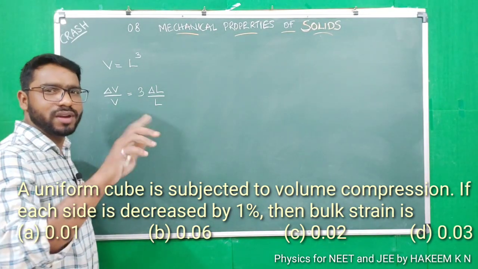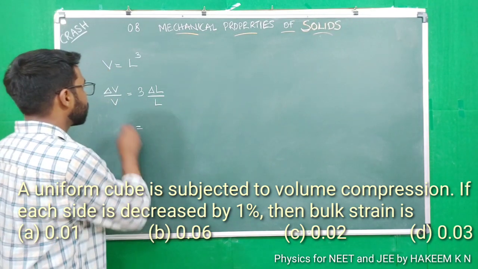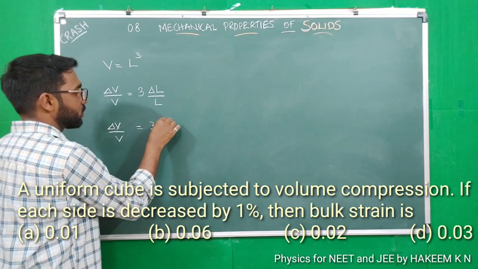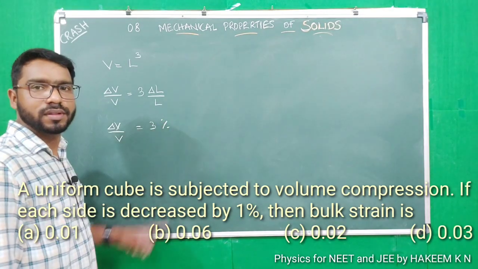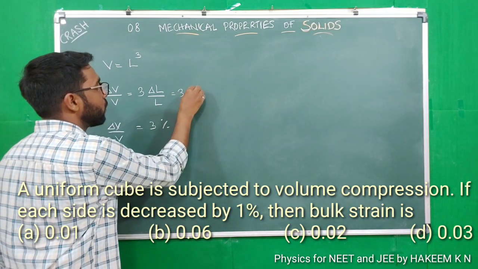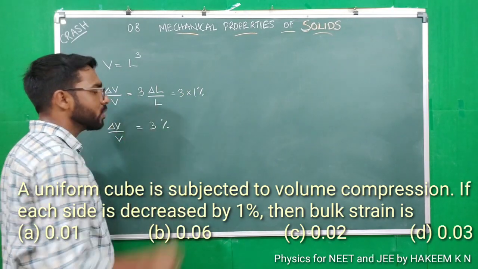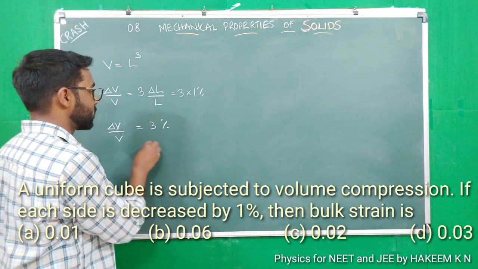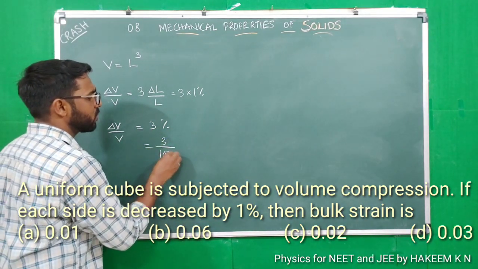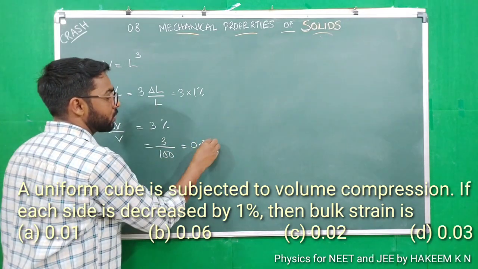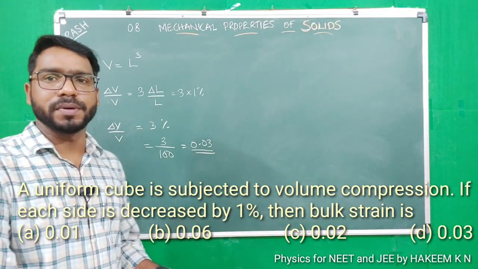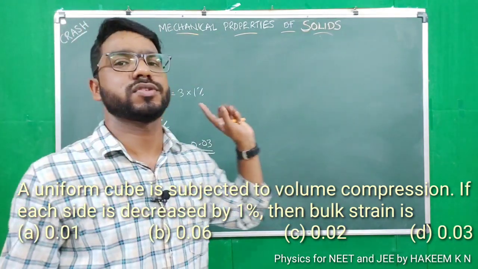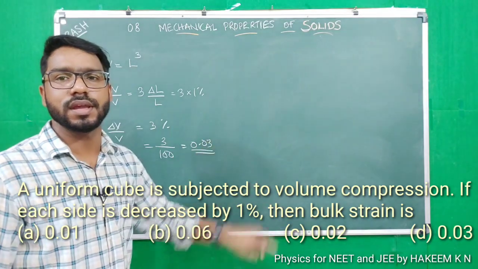Linear strain is given in percentage, right? So volume strain is also in percentage, 3 into 1%, it will be 3%. In the question there is no percentage. How to remove percentage? Just divide with 100. We will get 0.03. To make percentage, you have to multiply with 100. To remove percentage, you have to divide with 100. So 0.03 is the answer, option 4.